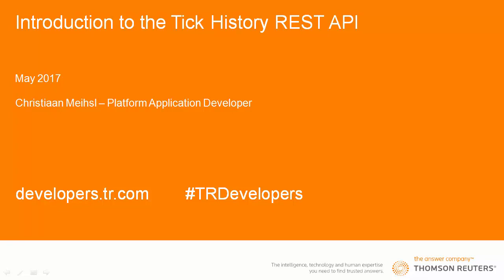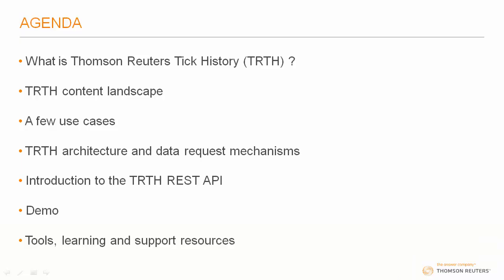Let me introduce you to the Thomson Reuters Tech History REST API. This presentation will be useful to you if you are new to this product, or if you are in the process of migrating from version 1 and its old SOAP API to version 2 and its new REST API. After a quick overview of tech history, we shall look at a few use cases and then jump into the TRTH REST API with a demo of some of its capabilities. We will then wrap up with additional useful resources that will help you learn this API.